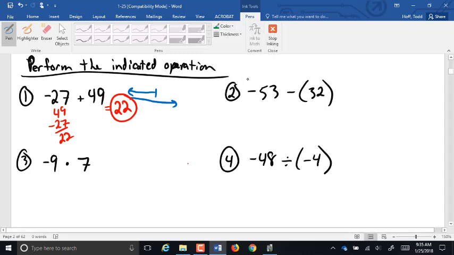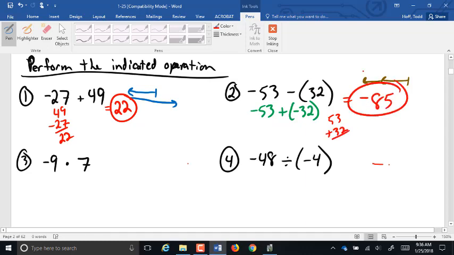Okay. So the next one here, negative 53 minus 32. Remember, we changed subtraction to adding the opposite. So that'll be negative 53 plus negative 32. So then we have negative 53 and negative 32 both go in the same direction. So we're on the negative side of 0. And since they go in the same direction, we add their absolute values. 53 plus 32 is 85. So negative 85 is our result.